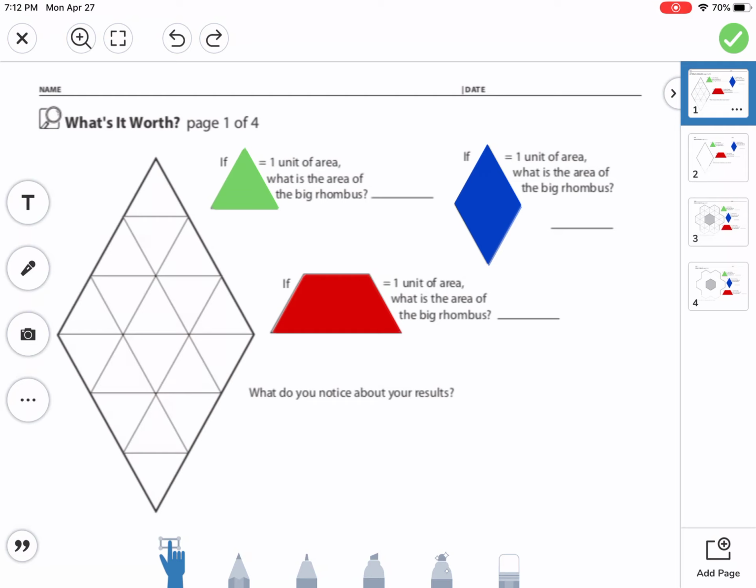That's your assignment for today. That's how we find area using different units of measurement.